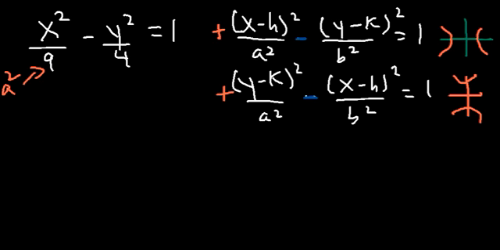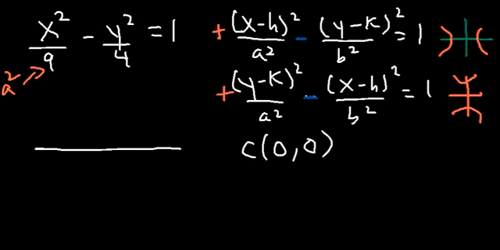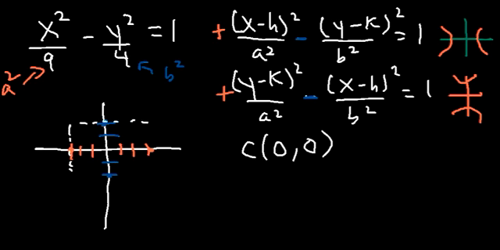So let's solve this one. The center is (0, 0) because there's no h and k for this example. That's the midpoint of the two vertices. Since a is 3, we need to go 3 to the left and 3 to the right. And b squared is 4, so that means b is 2. So we need to go up 2 and down 2. And then make a box, in this case like a rectangle.